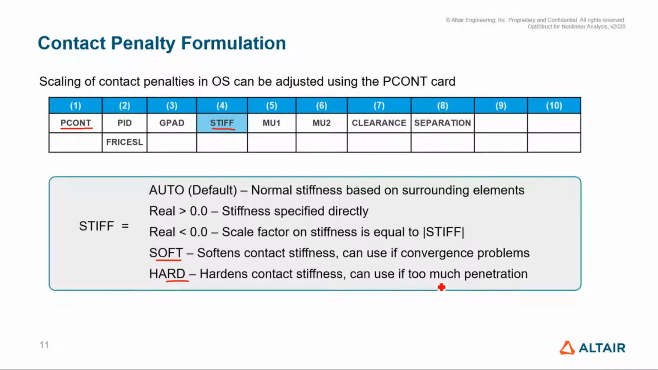Okay, of course, if you find that both your master and slave surfaces are having too much penetration, then you can use the hard here. But if you are facing convergence issues, then we recommend to use the soft. Okay, otherwise just use the auto here. Okay, by default we just leave it as auto. Of course, you can also put in your values here. So what scale factor do you want to put in? You can manipulate that yourself as well, right?